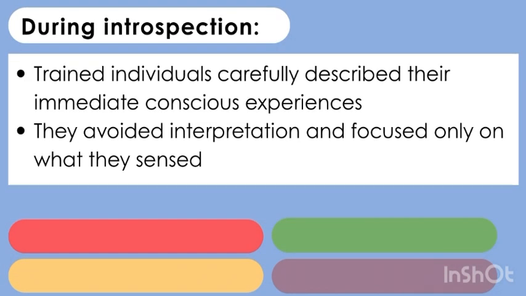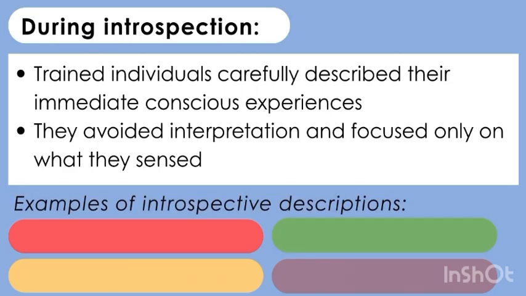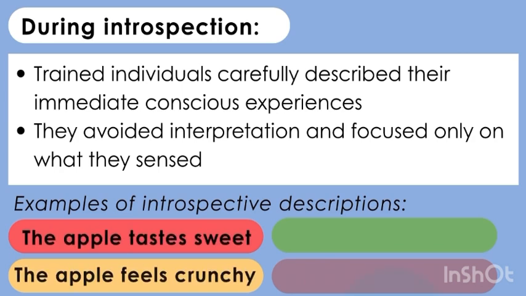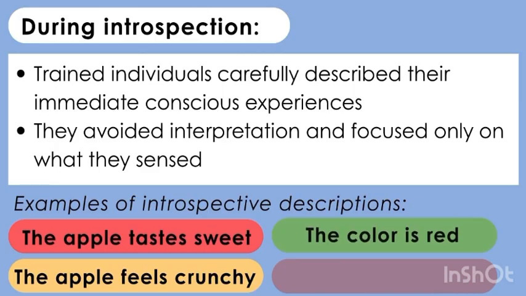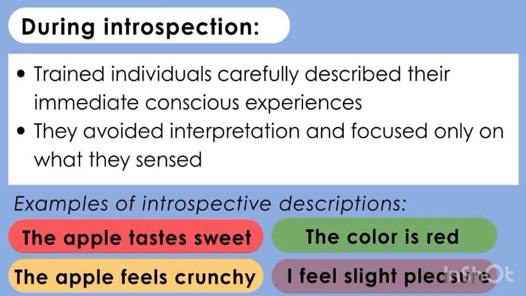So during introspection, trained individuals carefully describe their immediate conscious experiences, no? So, there are individuals that can carefully describe their immediate conscious experience. They avoided interpretation and focus only on what they sense, no? Examples of introspective descriptions are: the apple tastes sweet, the apple feels crunchy, the color is red, and lastly, I feel slight pleasure. So it was categorized, no, first what they are conscious of, what they feel after eating the apple.